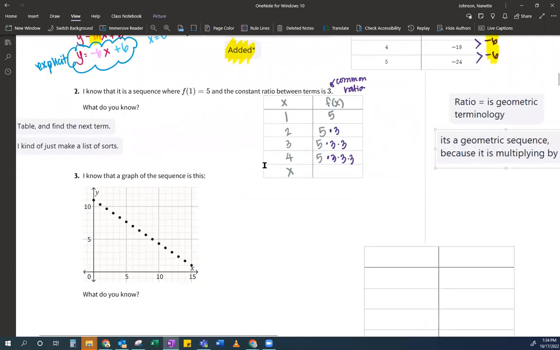So which one irritates you more? Do that one first, not last, first, because then you won't be tired of it. Okay. So which one do you want to go with? Recursive or explicit?